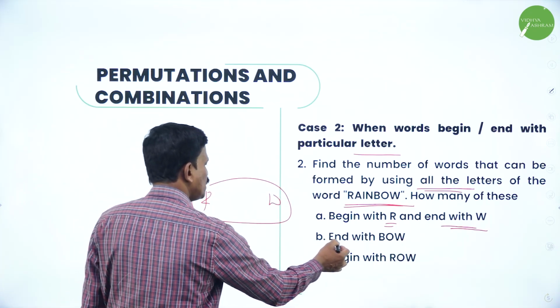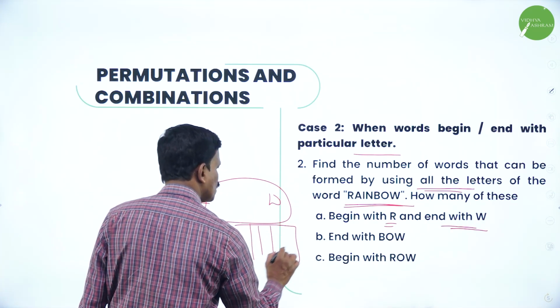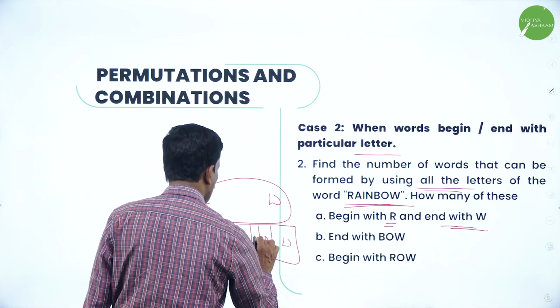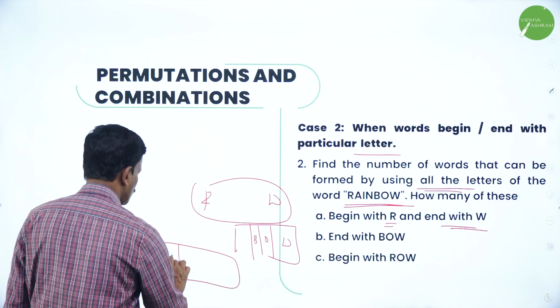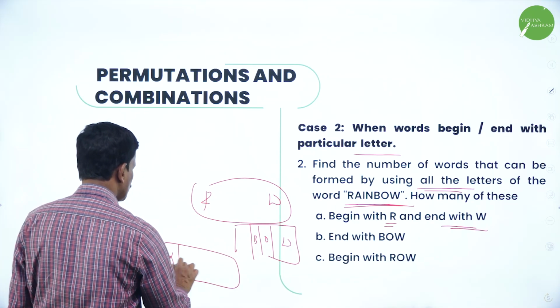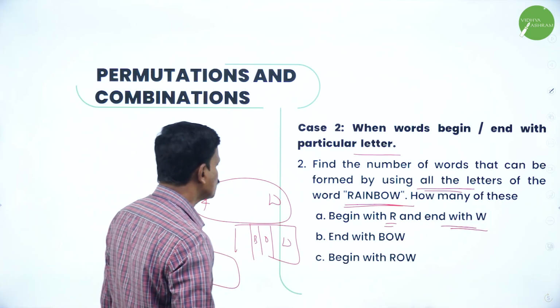Then how many of them end with bow? So how many of them end with W, O and B? Next, how many of them begin with R, O, W? That is R, O and W. This is what we are going to find.